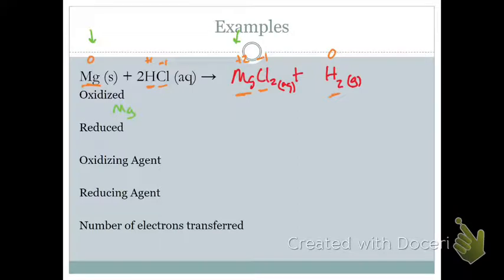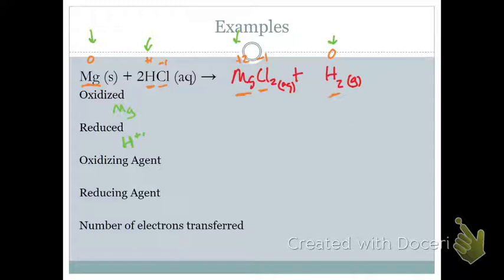Well, is there one being reduced? Something that's becoming more negative, or something that is gaining electrons. Well, check out hydrogen. Hydrogen is a +1, but now it's a 0, which means that it gained an electron. To go from a +1 to 0, you have to gain an electron. You're becoming more negative, if that makes sense. So hydrogen is being reduced here.